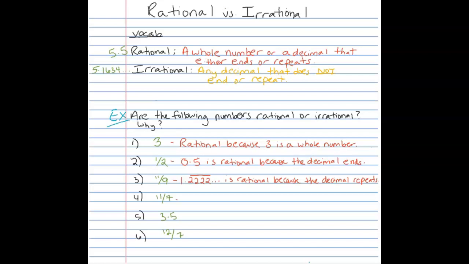11 divided by 7, 1.571428, blah, blah, blah. Does it repeat? Nope. Because the next numbers I would have had would have been 5, 7. Just looking at this, it doesn't end, and it doesn't repeat. I see no pattern. This makes this irrational.